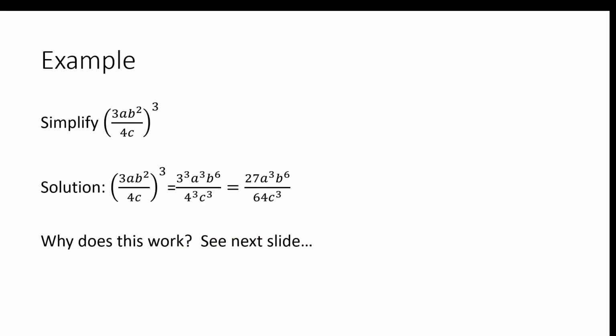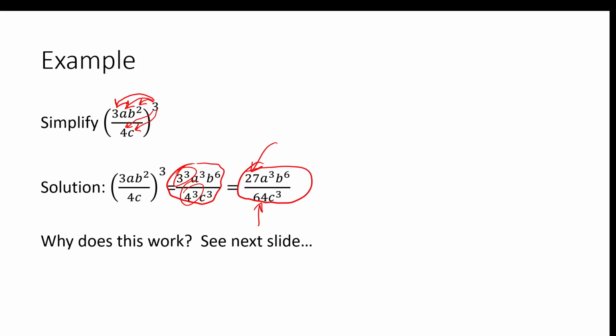Now the next slide here: what if we had a fraction inside with only one term in the numerator and one term in the denominator? Well, the same thing would work. We could take that 3 and distribute it to the exponent 1 on the coefficient of 3, to the exponent 1 on the a, to the exponent 2 on the b, and then also to the exponent 1 on the coefficient of 4, and the exponent 1 on the c. We would get this expression here, where 3 to the 3 is the same as 27, and 4 to the 3 is the same as 64. And so ultimately what we would get is 27 a to the 3 b to the 6 over 64 c to the 3.